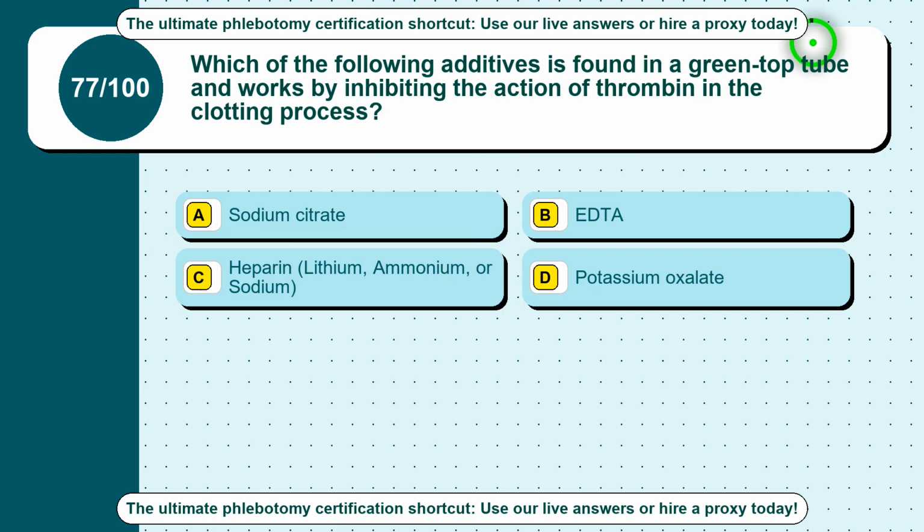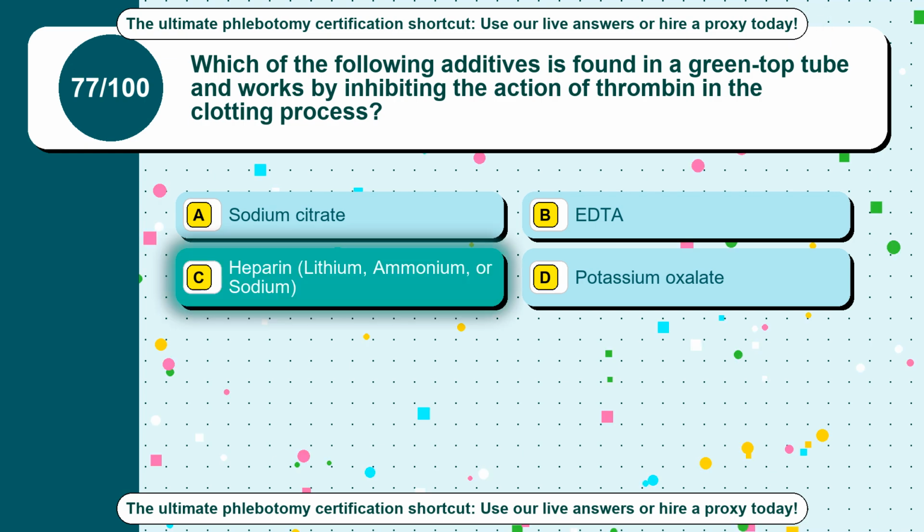Question 77. Which of the following additives is found in a green top tube and works by inhibiting the action of thrombin in the clotting process? Option A, sodium citrate. Option B, EDTA. Option C, heparin, lithium, ammonium, or sodium. Option D, potassium oxalate. The correct answer is option C, heparin, lithium, ammonium, or sodium.